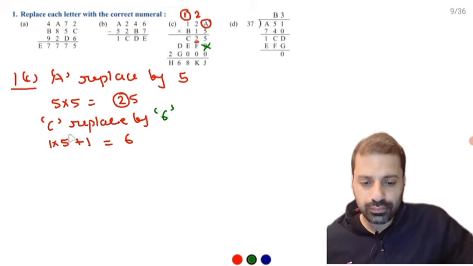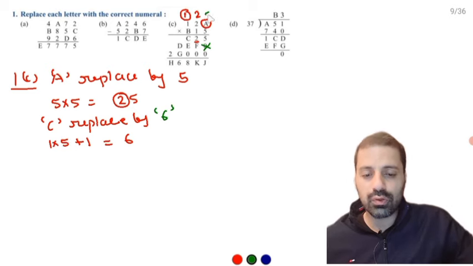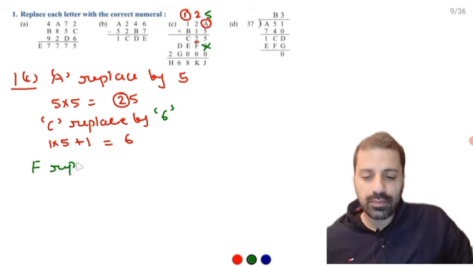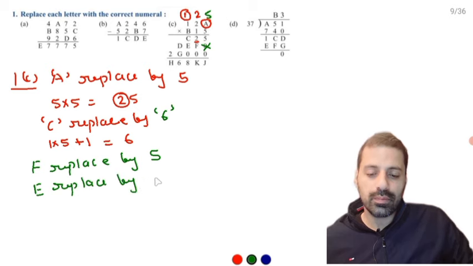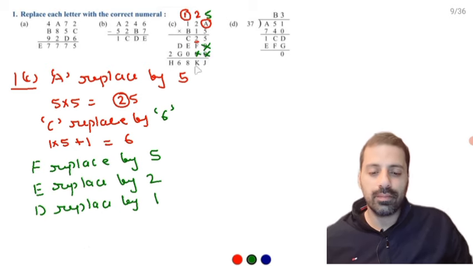Now at this place a cross sign is here. 1 goes to multiply this 5 because 5 is here. So we can say that F replaced by 5. E replaced by, because 1 goes to multiply with 2, so A replaced by 2 and D replaced by 1. If we multiply 1 by 1, the answer is 1.